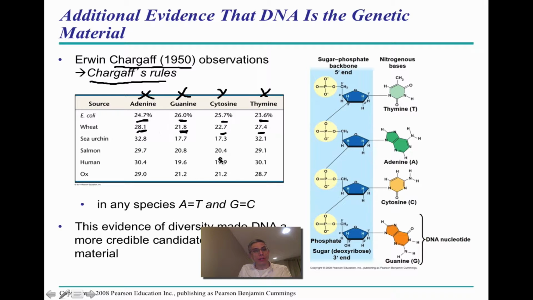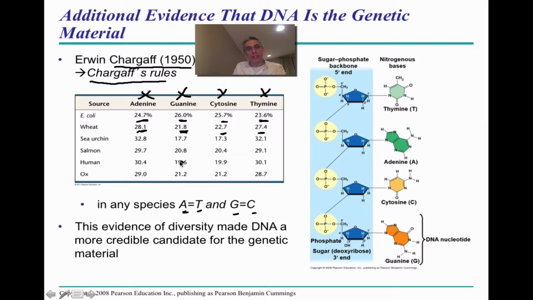So based on this information that he had gathered, he made the determination that it didn't matter what species of plant, animal, bacteria, or living organism you were looking at, it remained consistent that you would have the same amounts of A's as you would T's, and the same amount of G's as you would C's. And so in his mind, this gave him evidence that there had to be some sort of association between A and T, and between G and C, basically meaning A pairs with T and G pairs with C.